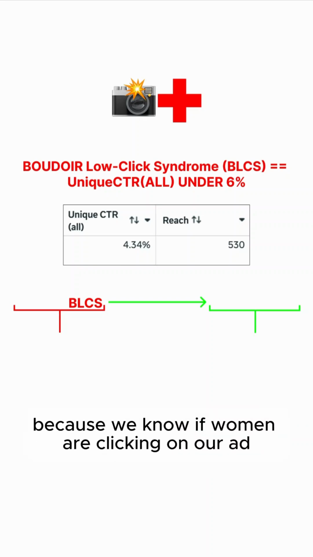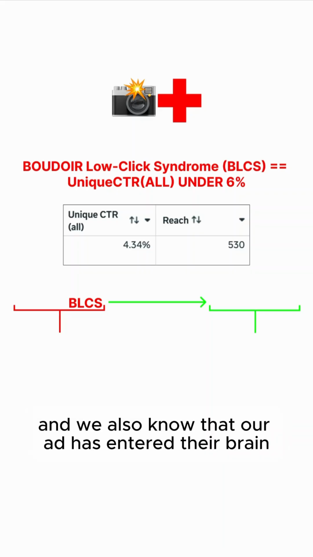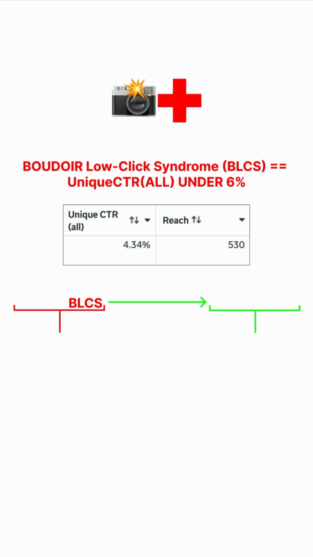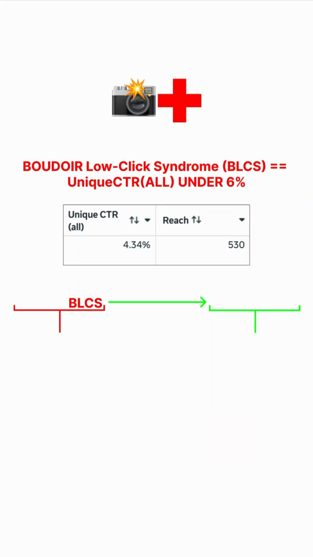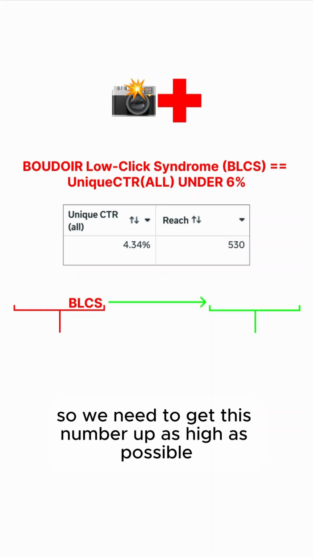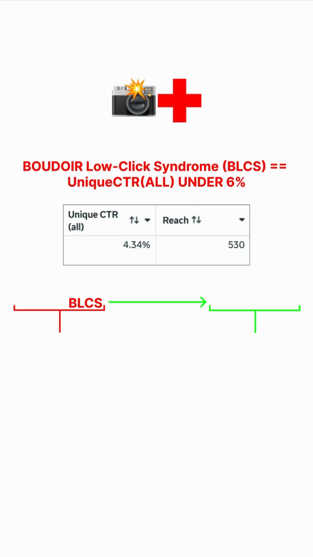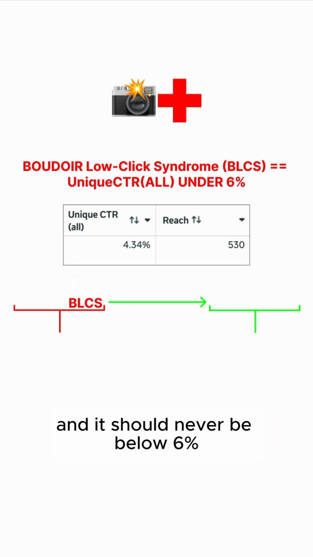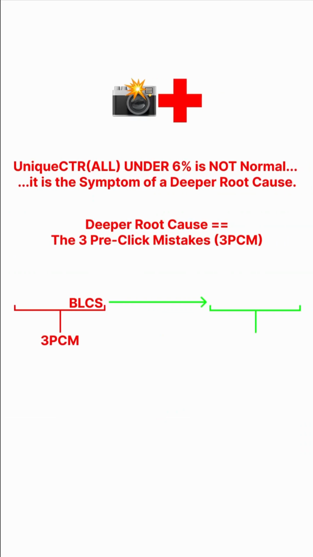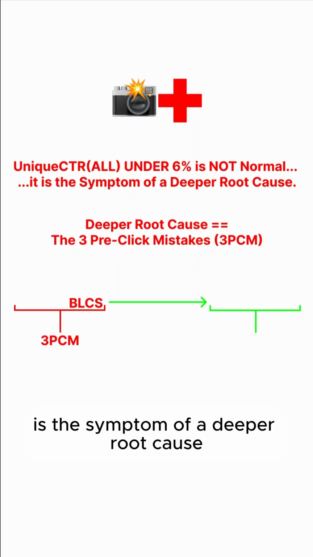And now we care about this because we know if women are clicking on our ad, then they're not scrolling by. And we also know that our ad has entered their brain. And when our ad enters their brain, that is the only chance that them buying from us is greater than 0%. So we need to get this number up as high as possible. Obviously, get it up above 6%, because under 6%, there's some massive structural issues with the ad. And it should never be below 6%. 6% is like the bare minimum. So unique CTR under 6% is not normal, it is the symptom of a deeper root cause.